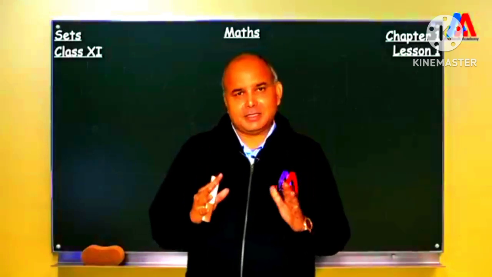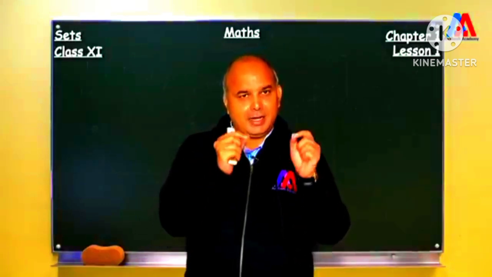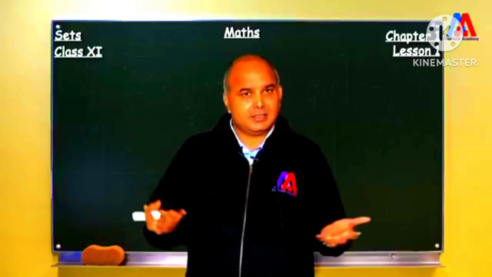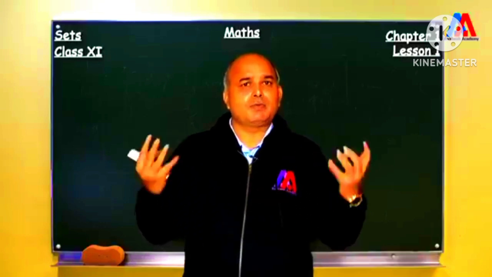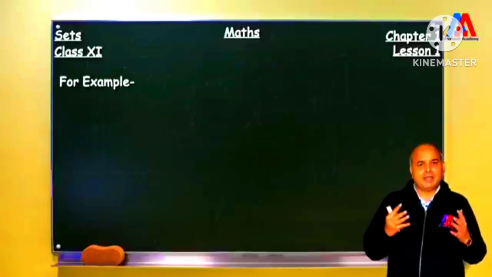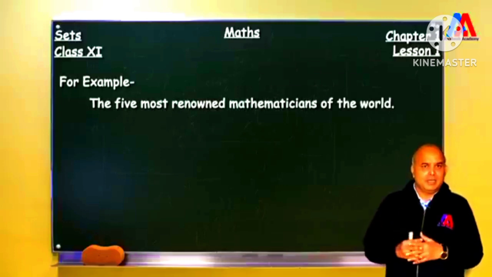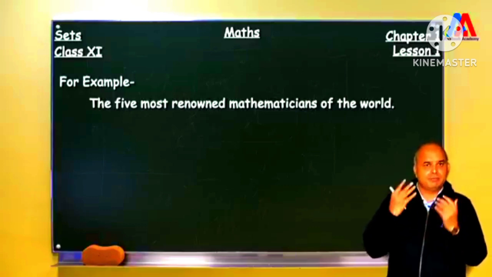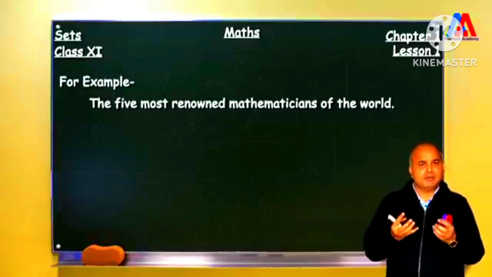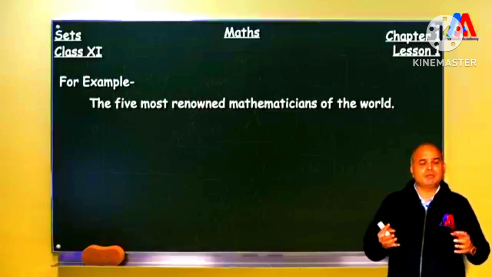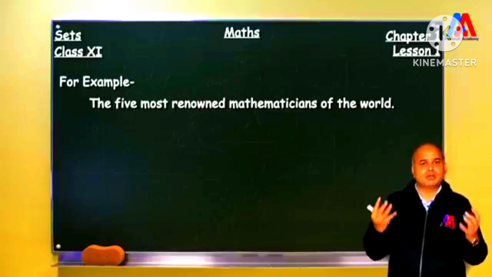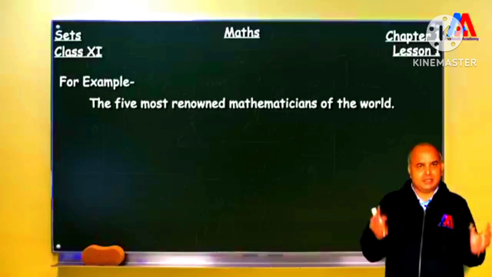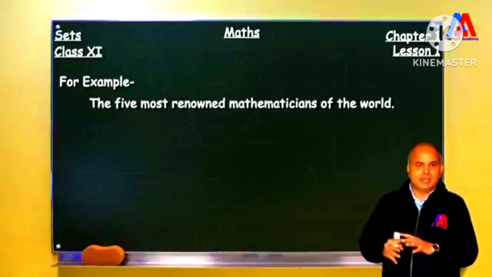So a set, as we have seen, has to be well defined. That means you cannot add any number, you cannot delete any number, it has to be specific in number. There are certain situations where the group cannot be well defined. For example, the 5 most renowned mathematicians of the world. Whenever we use terms like most, best, worst, it becomes a very subjective decision. If you ask 10 people to say who the most renowned mathematicians are, everybody will give different names, and therefore it is impossible to create a set of 5 most renowned mathematicians, so this cannot constitute a set.